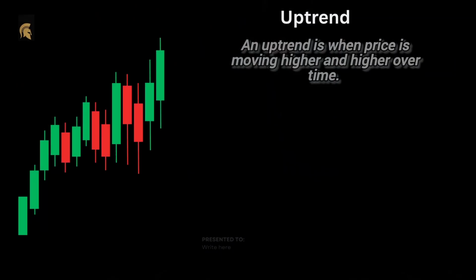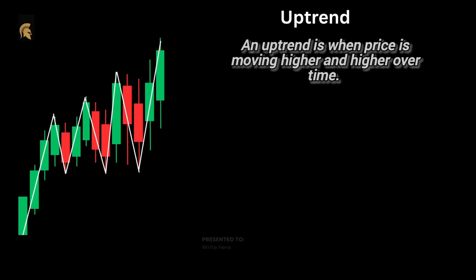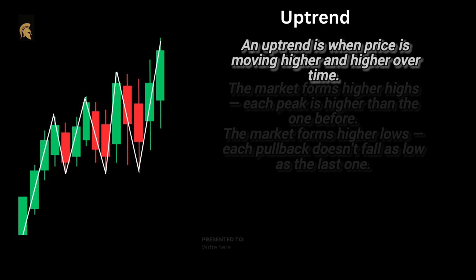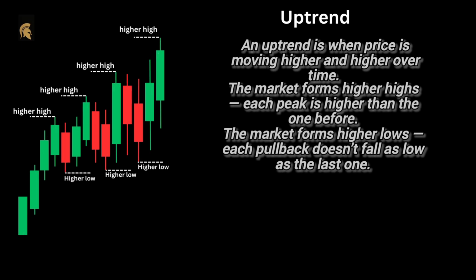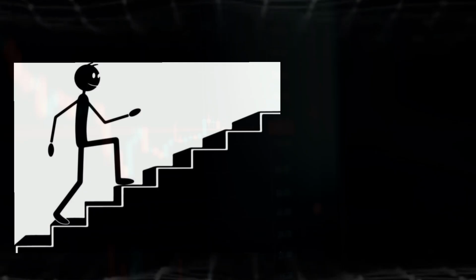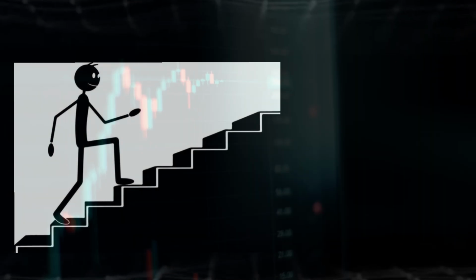Let's dive in. An uptrend is when price is moving higher and higher over time. The way we recognize it is simple. The market forms higher highs. Each peak is higher than the one before. The market forms higher lows. Each pullback doesn't fall as low as the last one. Think of it like climbing a staircase. Every step takes you higher, and even when you pause or step back a little, you're still standing above where you were before. Now, let's look at the opposite, the downtrend.